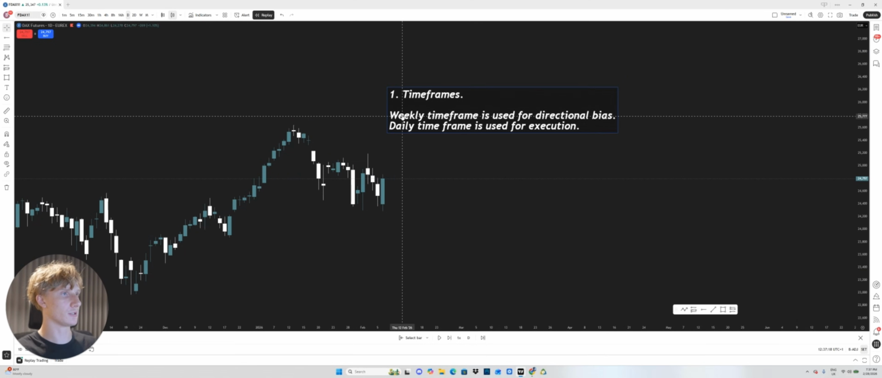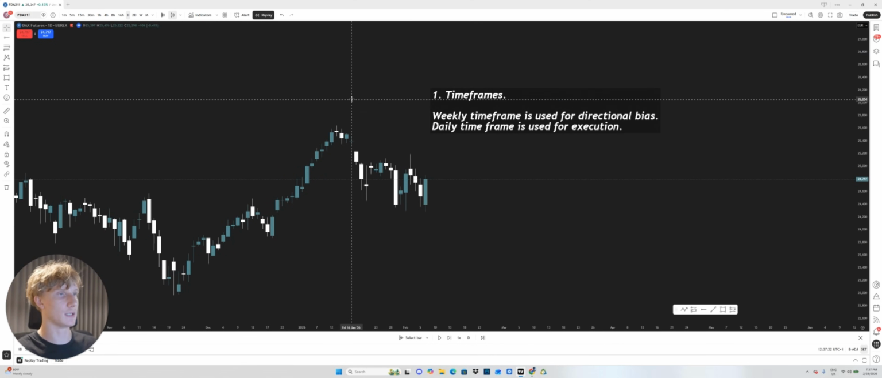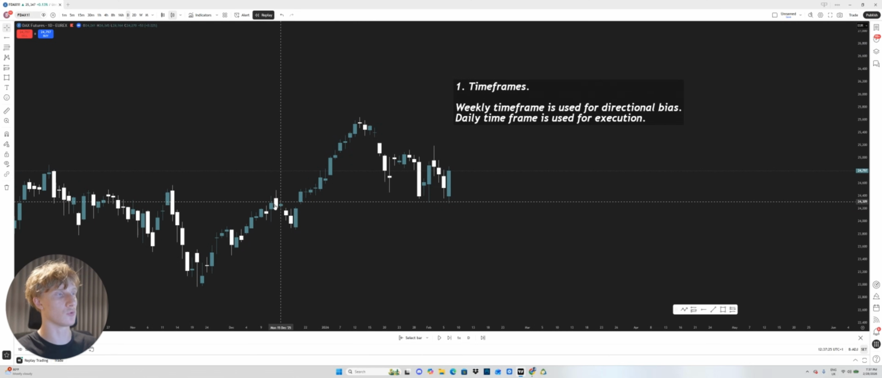Okay, now we have a basic understanding of the timeframes. Let's move into how we actually use the weekly timeframe and the daily timeframe. As I already mentioned, we use the weekly to project or have an idea of where price could potentially go, and that becomes relevant when we go into the daily timeframe and actually place the trades.